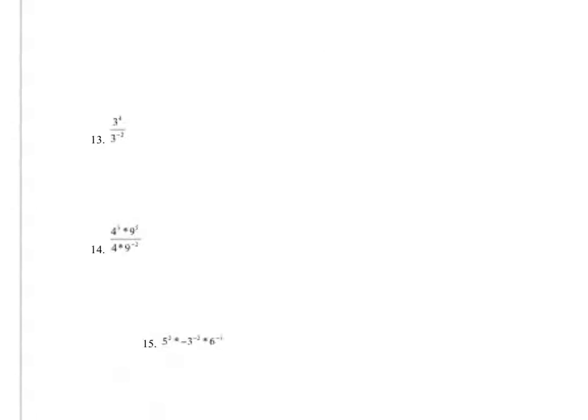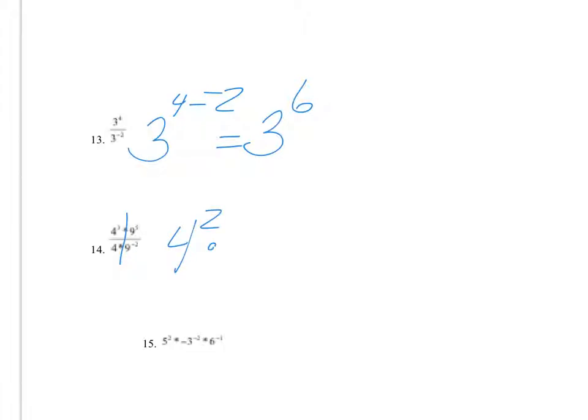Last 3, working with subtraction still. Remember, we're subtracting a negative. So this is actually 3 to the 4th minus a negative 2 power. That's going to go plus positive and give us 3 to the 6th. 14, I have 2 pieces. I'm going to subtract. I get 4 squared times 9 to the 7th. Because again, that's 5 minus that negative 2. So it's going to give me 9 to the 7th.